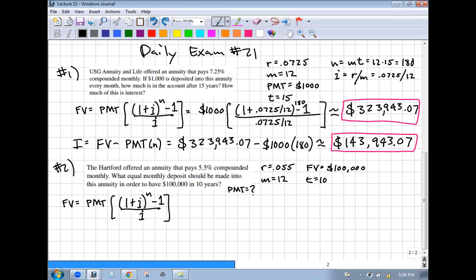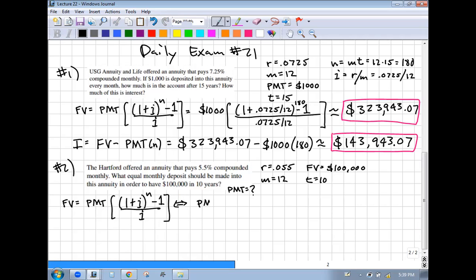Remember, for it to be an ordinary annuity, for this formula to work, you have to make the payments at the same time that the interest is being collected. Those have to be at the same time, okay? But we want to know what the payment is. So all we need to do is solve for the payment. So basically, we just divide both sides by this, right? Which we can write in a smarter way.